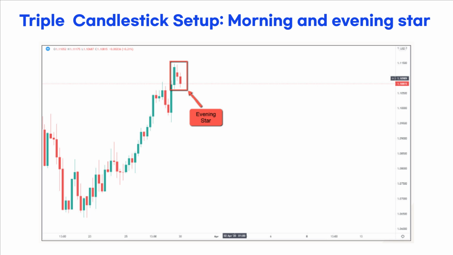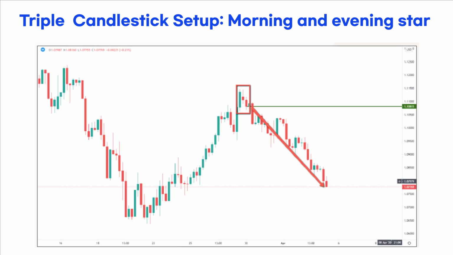Let's have a look at an example of the evening star setup. As you can see, the price has been steadily rising in the past few trading sessions. However, at this point in time, we can see an evening star pattern forming that fulfills the above criteria required to identify it. Where can we expect the price to go from here? Knowing the evening star is a bearish reversal pattern would have told you that price was likely to fall after this setup appeared. In this case, we can see that the price indeed fell from 1.10815 to 1.07769 for a total of 304 pips.